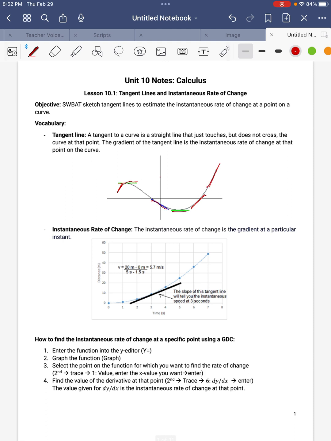If we find the slope of a tangent line, it tells us the instantaneous rate of change at that point on the curve. So if I want to know the instantaneous change at this point right here, I would look at the slope of the tangent line, which would tell me that the instantaneous change, otherwise known as dy/dx, is equal to 0.